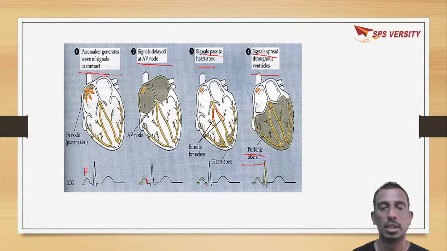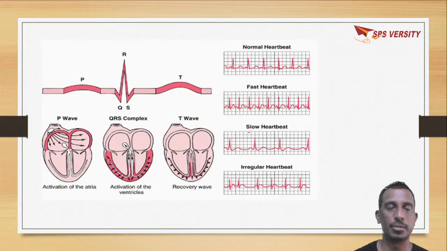Okay. And the down peak, this one represents the passing of the heart apex. And during the ventricular systole, the signal spreads through the entire ventricles. So by seeing the frequency of these PQRST waves, the functioning of the heart can be diagnosed.